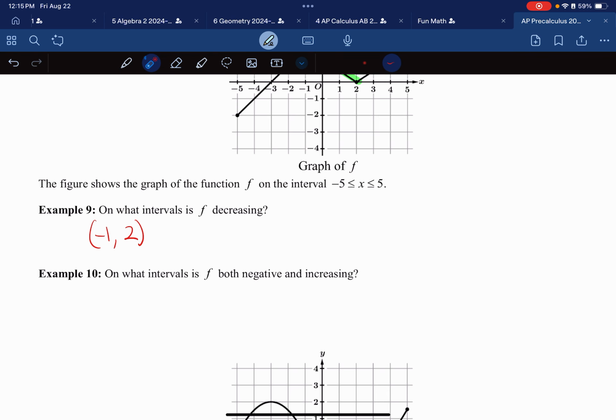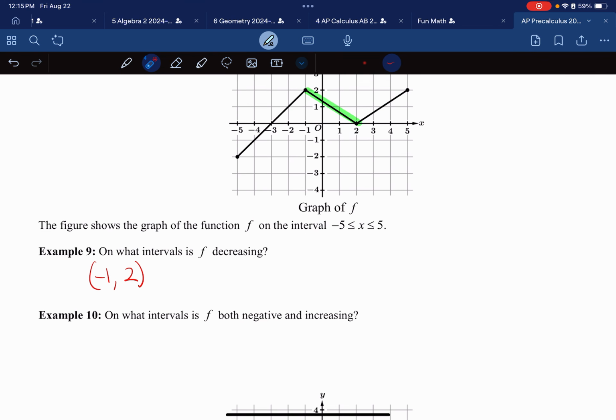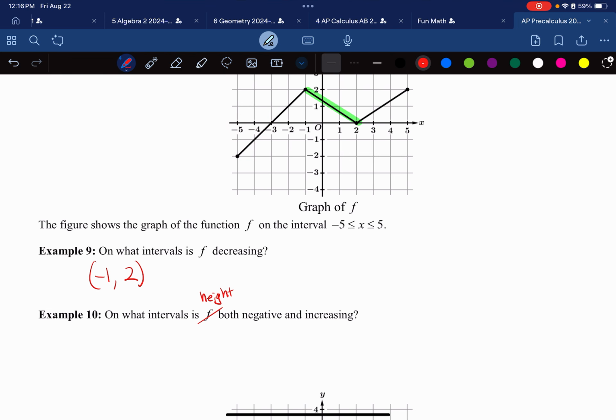Now, next question. On what intervals am I doing two things? I need to be negative. Negative means that this f, I'm going to cross it out and say height. Where is my height negative? My height is negative only in this one spot. Everything else up here is either 0 or positive. And I need to be increasing. I am increasing because the height is going up. So everything from -5 to -3.